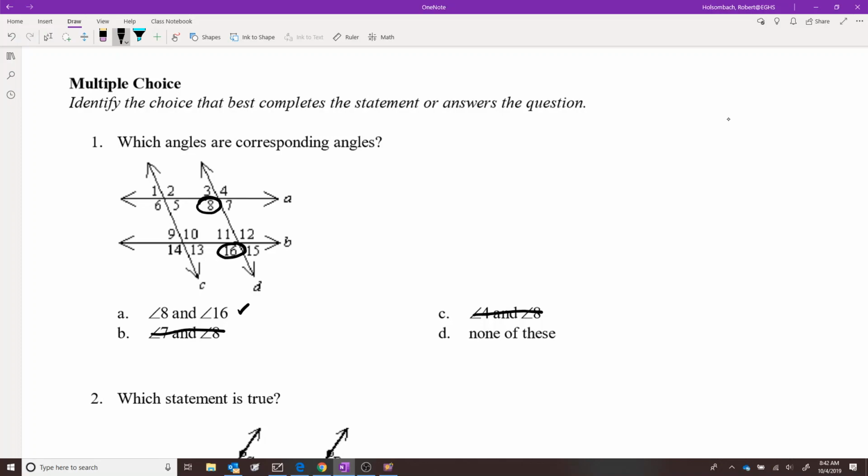And the reason I'm checking all of them is so that if the last answer was all, or sometimes it says A and a different letter, you can eliminate all the ones that aren't true. So those are corresponding. And while we're here, 1 corresponds to 9, because they're both in the upper left portion of their group of angles. 7 corresponds to 15, 2 corresponds to 10. Those are all corresponding angles.